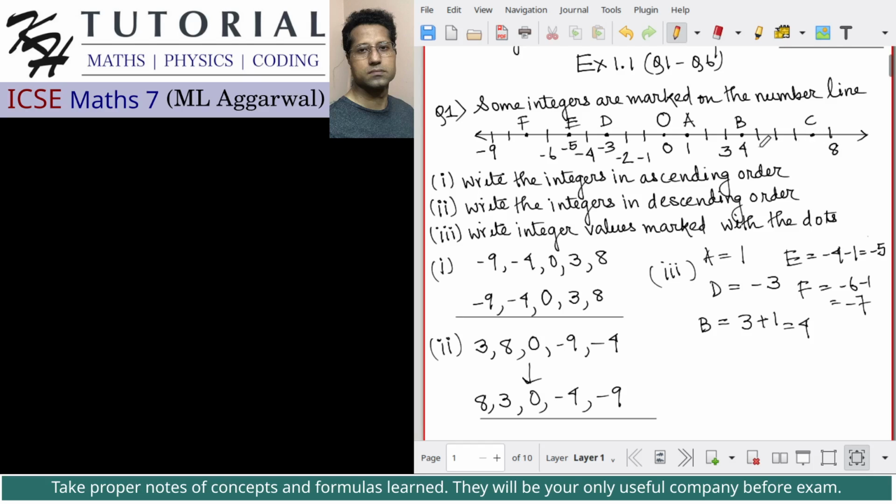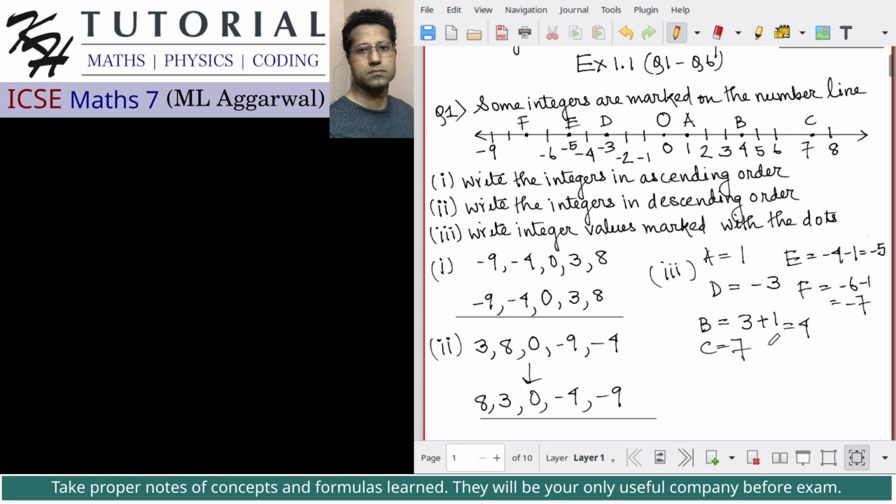So what will be C? If B is 4, we can say that this is 5, 6, 7, and so there is one problem. O is 0, A is 1, this is 2, 3, 4, 5, 6, 7. How can this be 8? I think I have done one marking extra. I think there will be no marking here. So this C should be equal to 7.